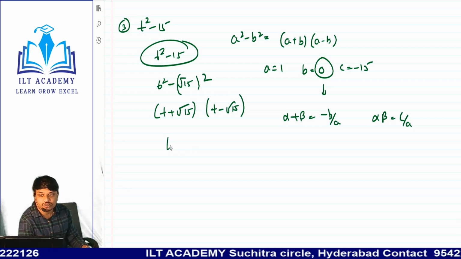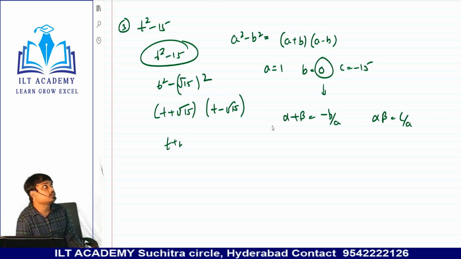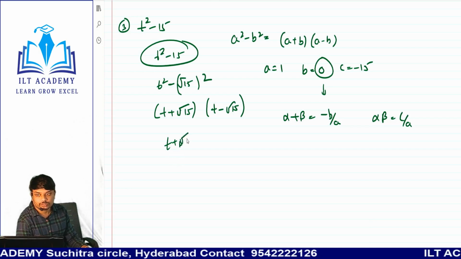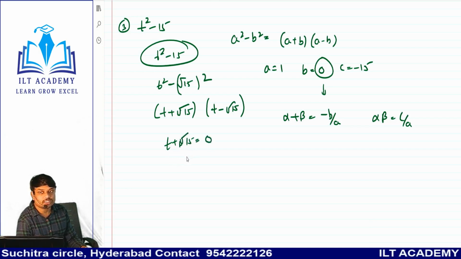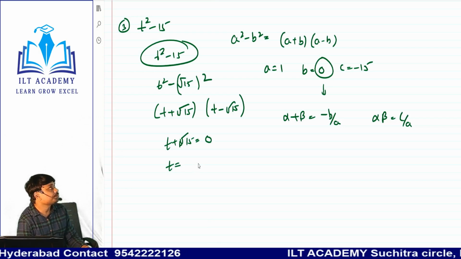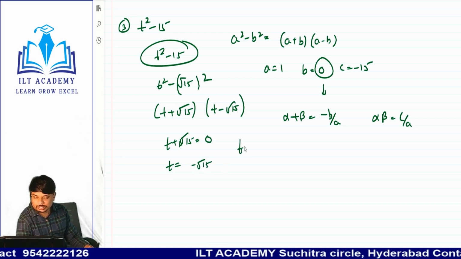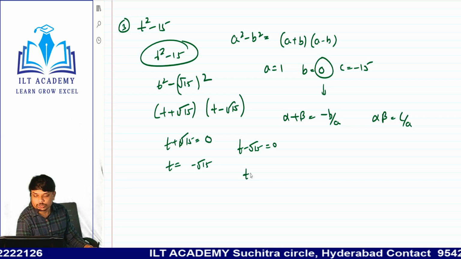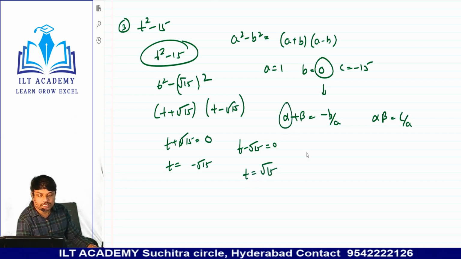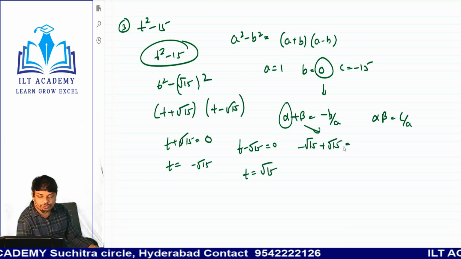Now what is the alpha value? t plus under root 15 is equal to 0, so t is equal to minus root 15. Here t minus root 15 is equal to 0, so t is equal to under root 15. Any doubts? Now in alpha's place I can put minus root 15, in beta's place I can put plus root 15. Clear?